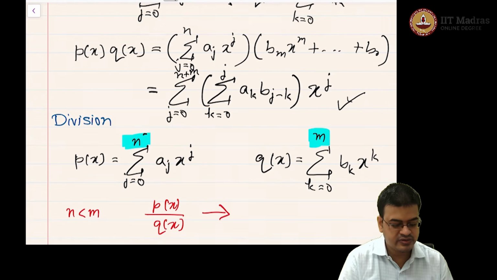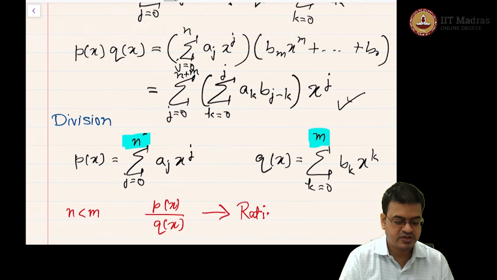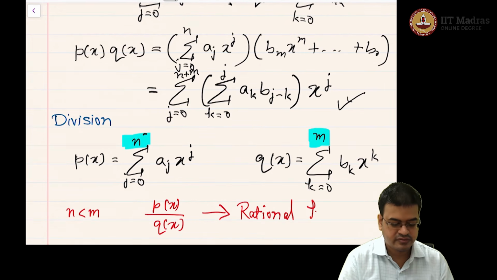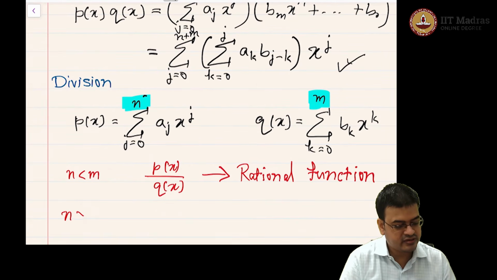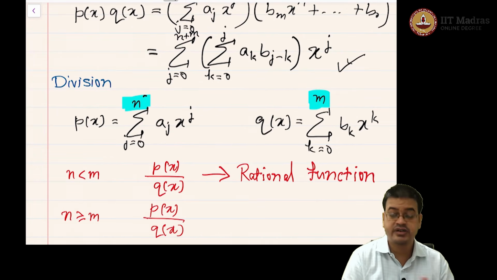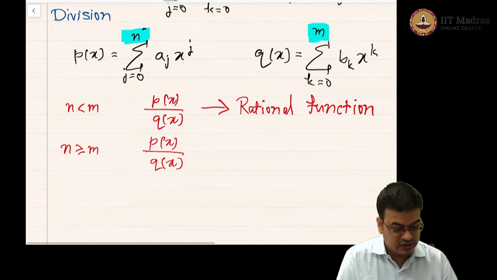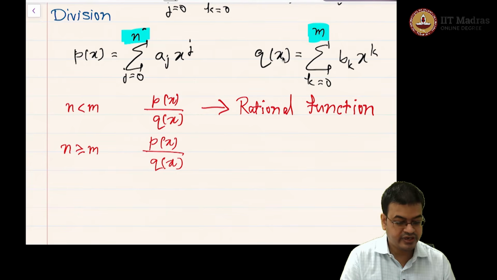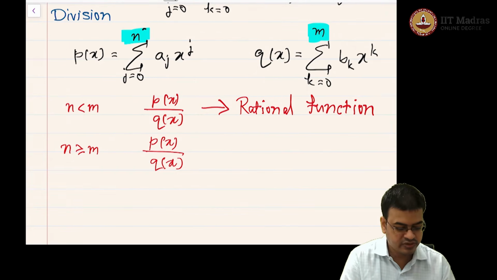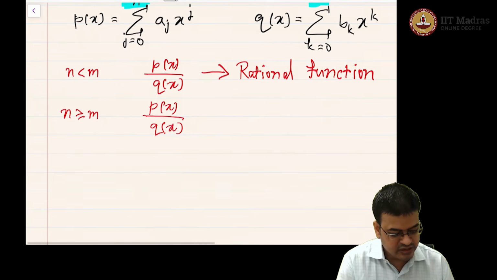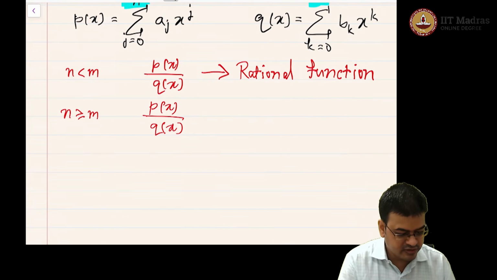This will lead to some rational function, which we are not studying right now, so there is no question of division. When n is greater than or equal to m, this p(x) by q(x) makes sense for us, and we will try to divide it. We have already seen through several examples how to divide a polynomial. So in particular, we will establish one algorithm.